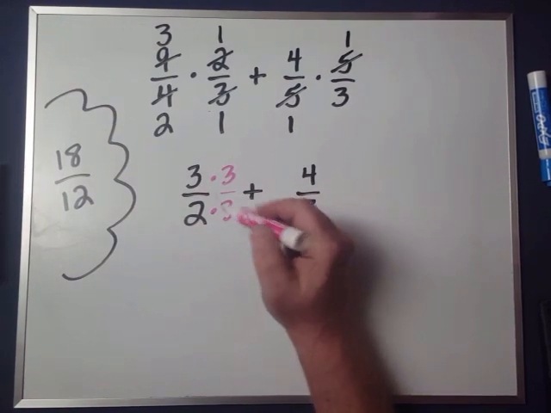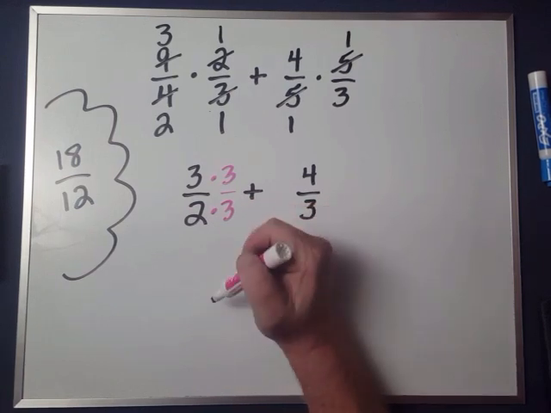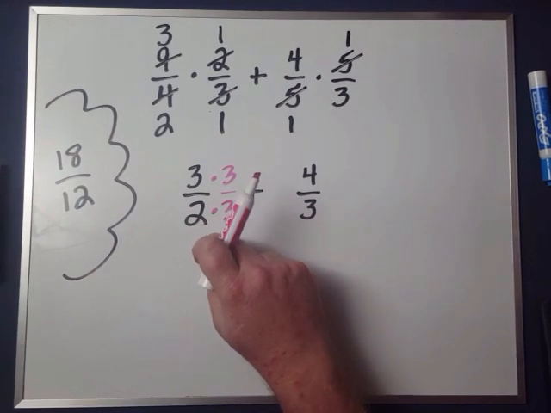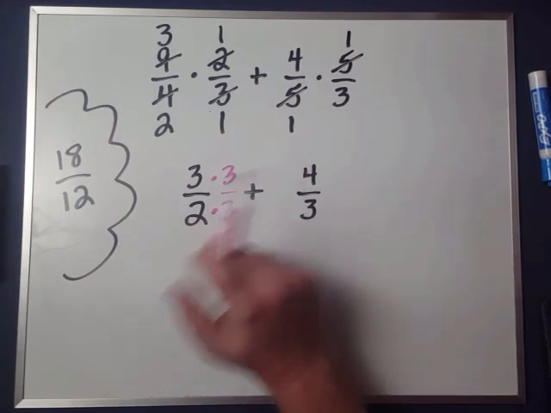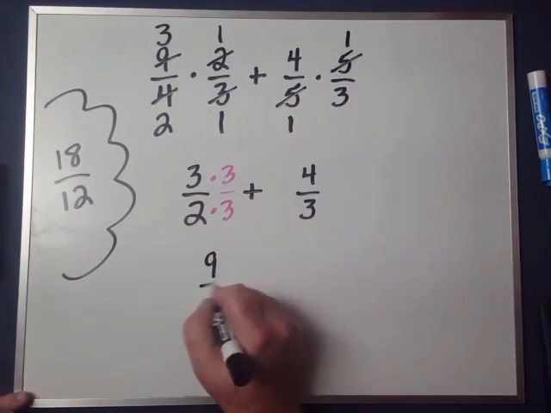3 over 3 is 1. This big pink thing right here is just a 1. And something times 1 is itself. I'm going to change the way this fraction looks, but I will not change its value. 3 times 3 is 9. 2 times 3 is 6.